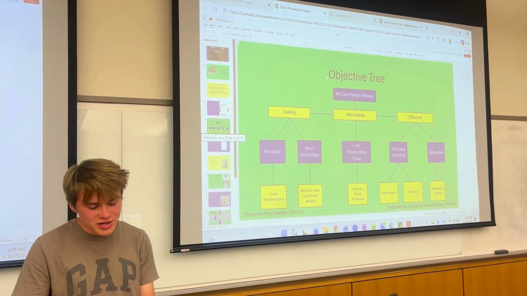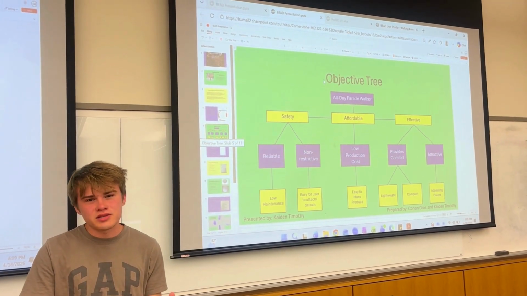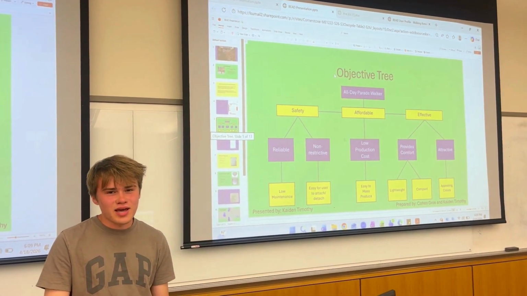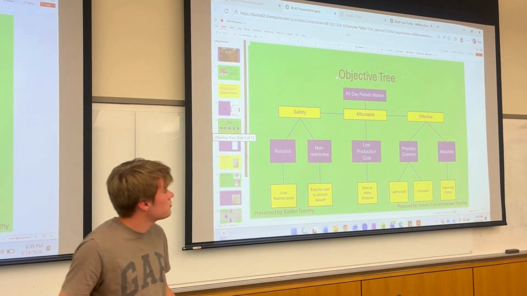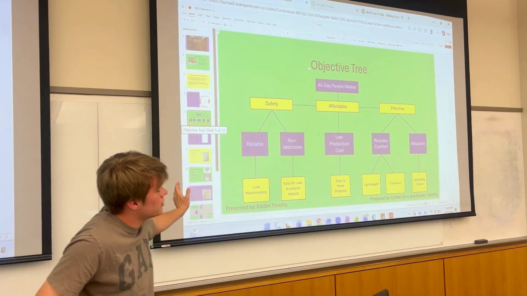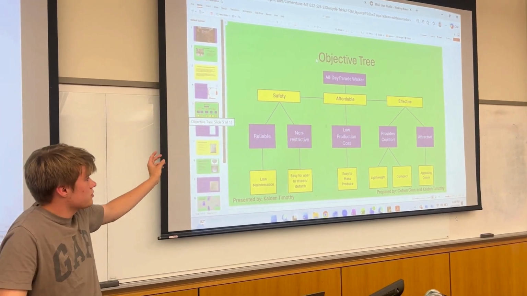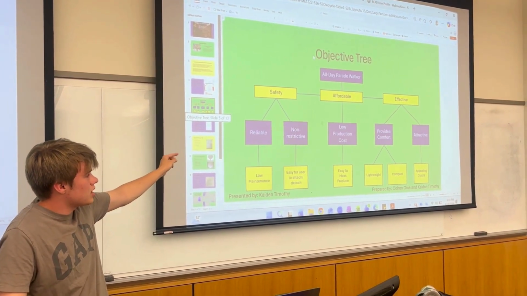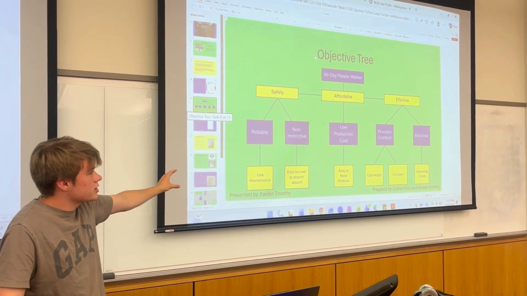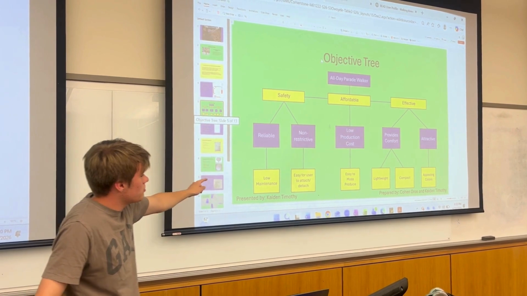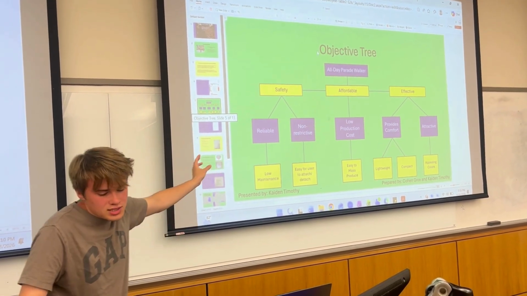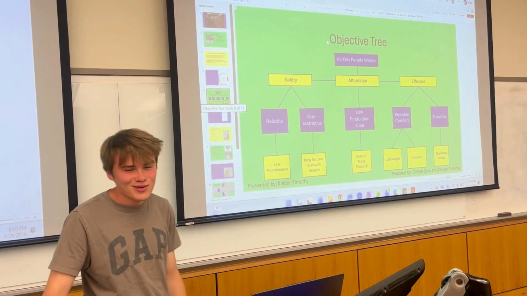Now I'm going to show you our objective tree. Basically, the objective tree allows us to organize the constraints that we have for our product. For the first row, it's our main functions: safe, affordable, and effective. Then under that, we have our sub-functions. For example, for safety, we have reliable and non-restrictive. And then in the bottom row, we have all the main constraints that we want for our product. Low maintenance and easy to use or detach is an example for safety. Now, on to the next part.